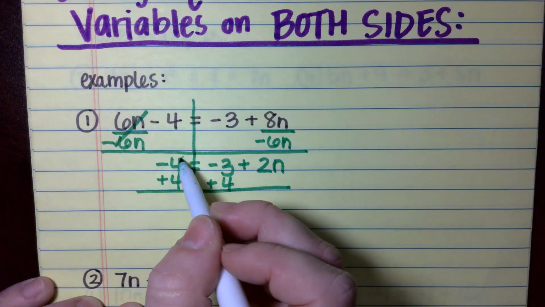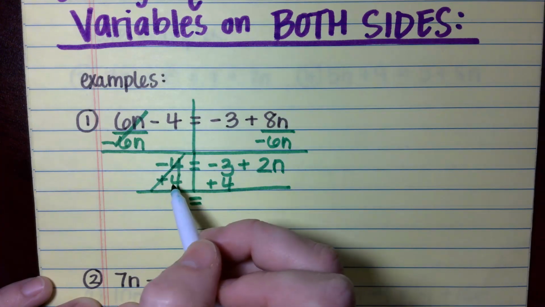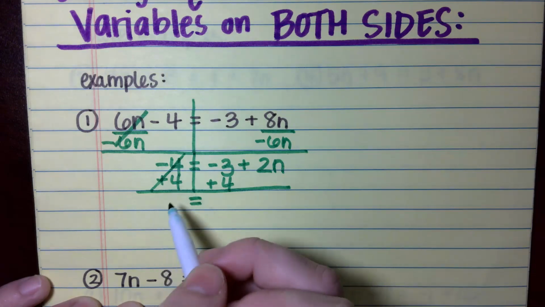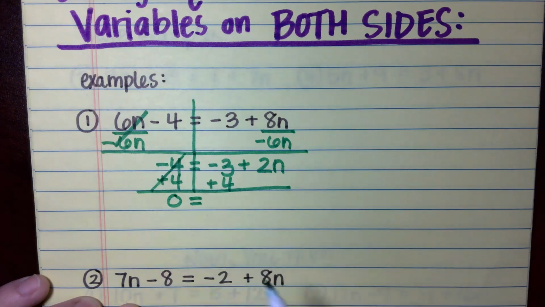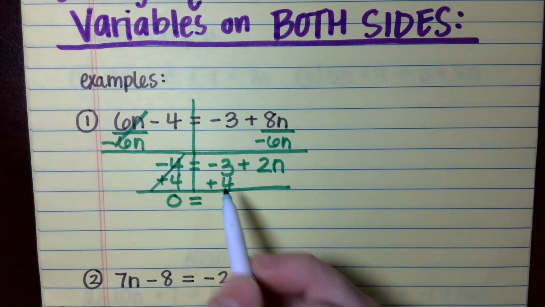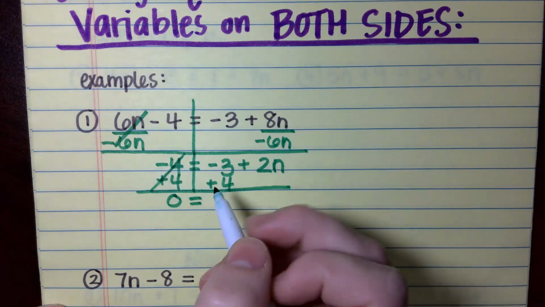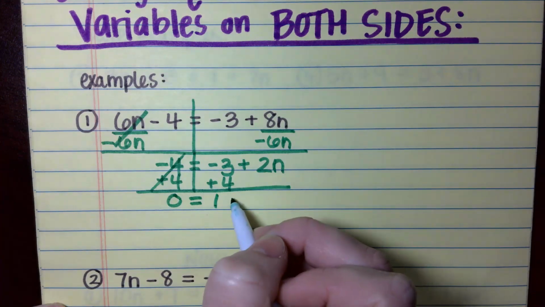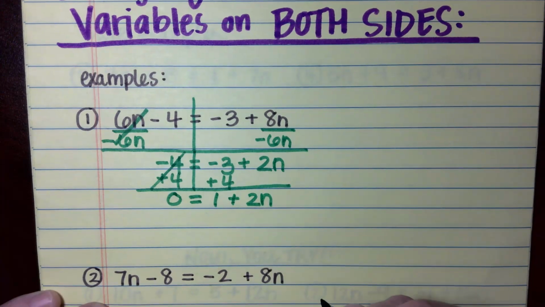So if these cancel out, the reason they cancel is because -4 plus 4 is 0. But we can't leave nothing on the other side of the equal sign, so I'm going to put a 0 there. Now I have -3 plus 4. What's that? That'd be +1. So now I have 1 plus 2n.